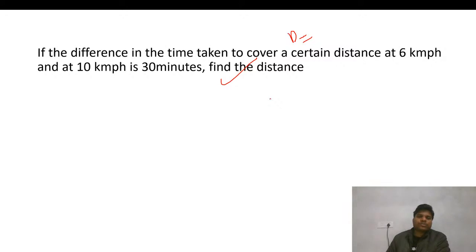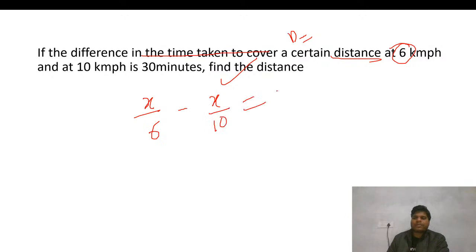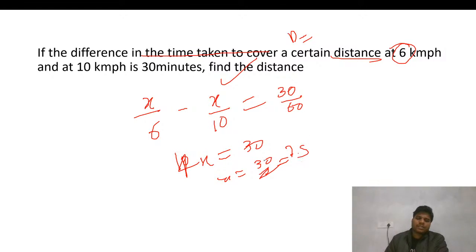Fine, so let's see what I'm going to tell here. The way you will solve it: the difference in the time taken to cover a distance. Suppose the distance is x. At the speed of 6 it will take more time, and with the speed of 10 it will take less time. So this will be 30 by 60. Let's multiply by 60 here. So 10 minus 6 gives 4x equals 30. So x is 30 by 4, that is 7.5. This is your answer. This is also simple, no issue there. This approach is fine.